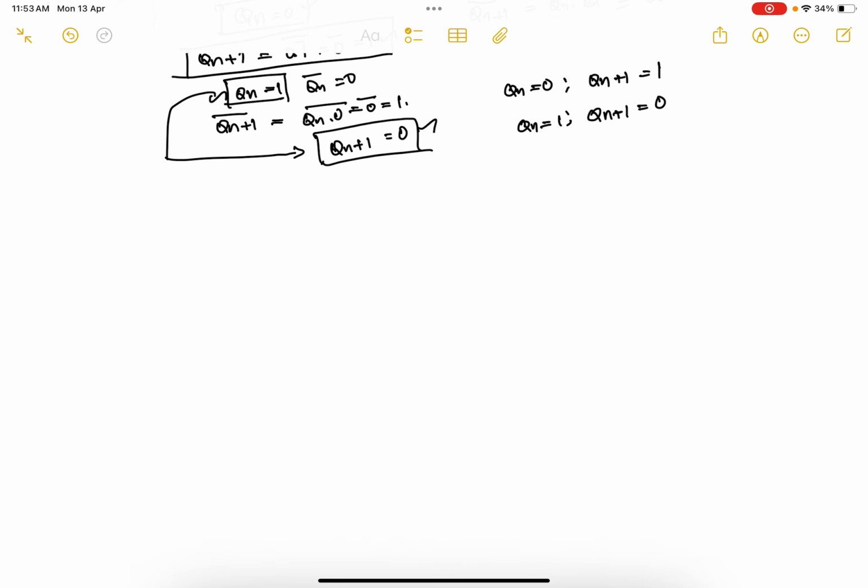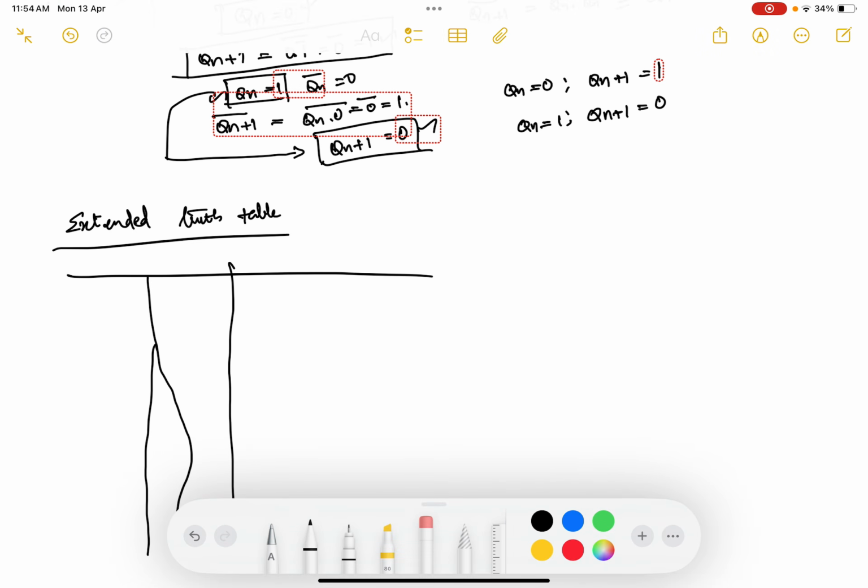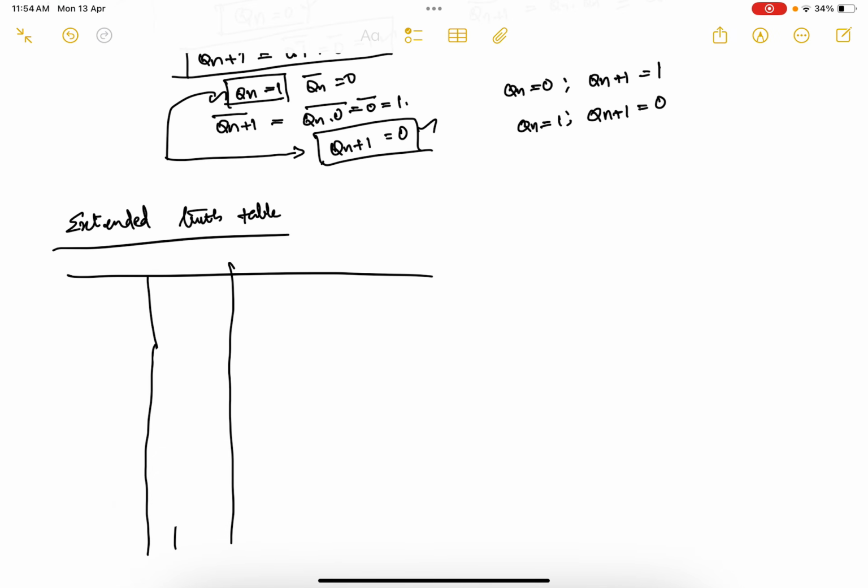So now we want to draw your excitation, that is the extended truth table. Now I am going to draw your extended truth table. So how will you draw your extended truth table? So one of the input is J, other input is K, another one is your present state, and we are going to talk about what is the next state.